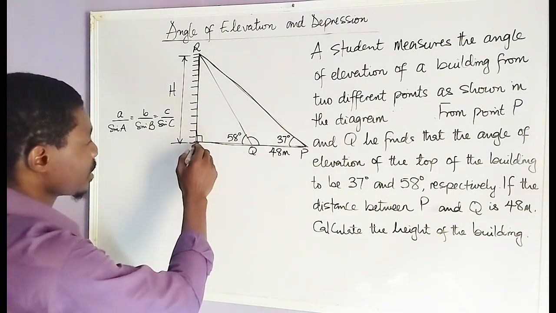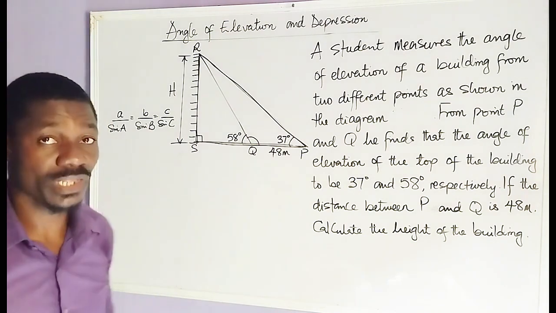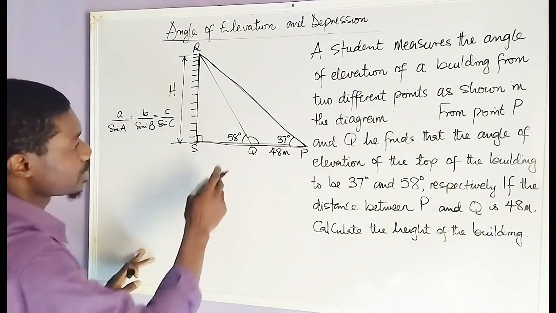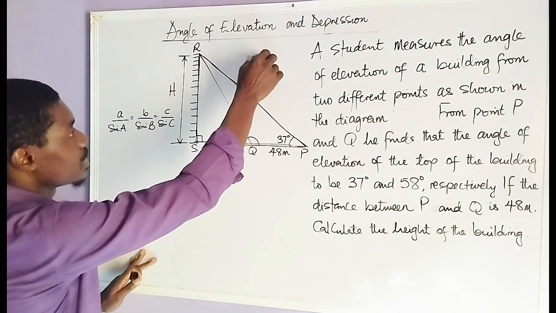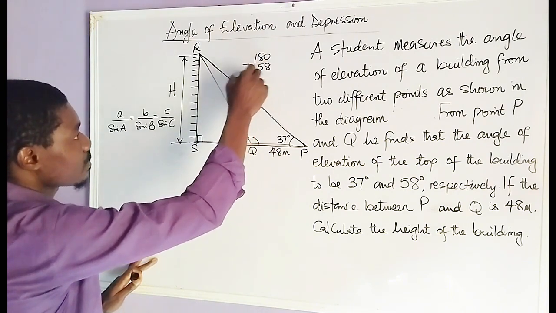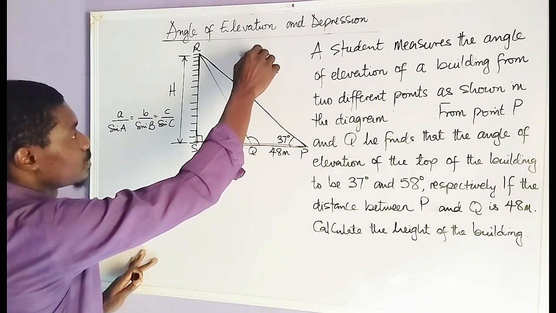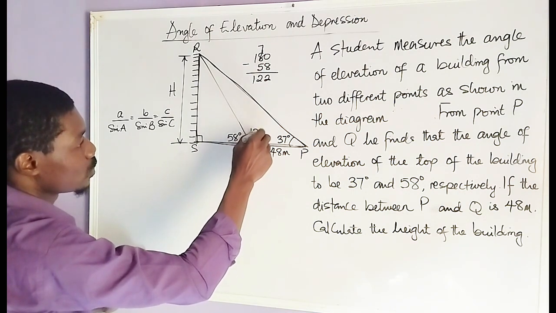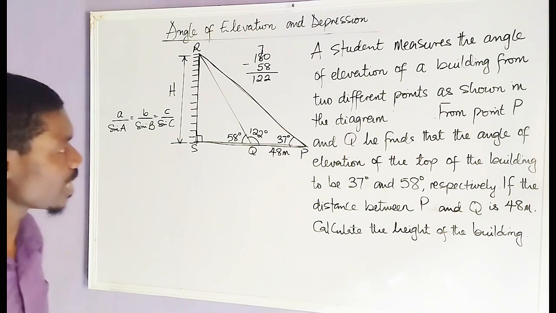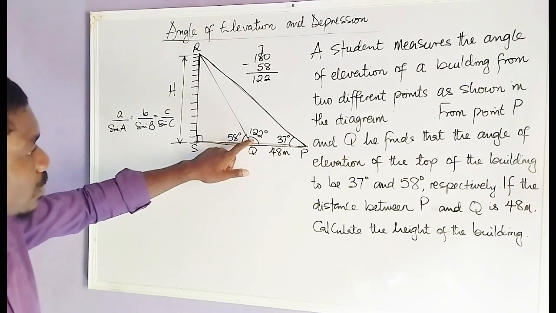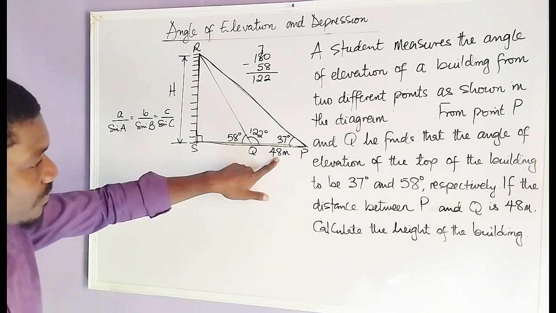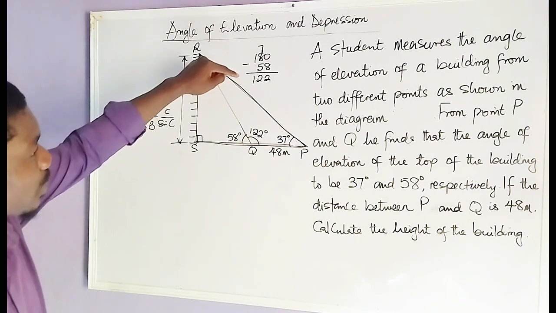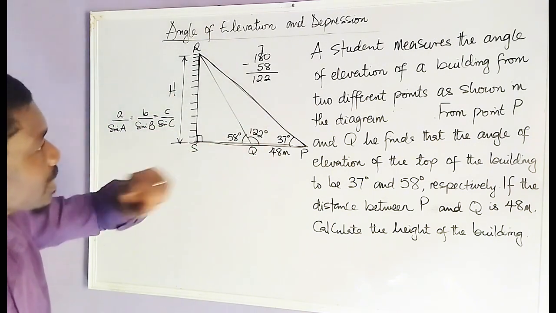We know this is a straight line, and angle on a straight line is always equal to 180. So for us to get here, we just need 180 minus 58. This gives us 122 degrees. Now if here is 122 degrees, and we have this distance here, we can actually get this distance.